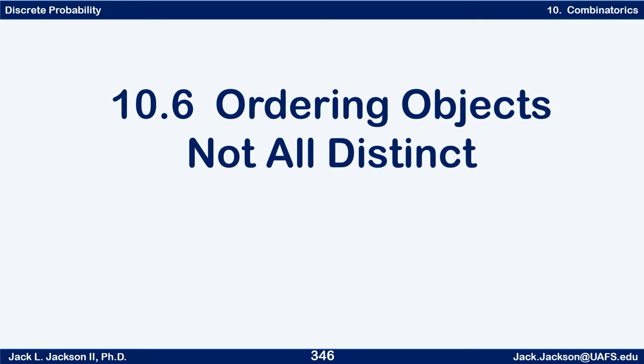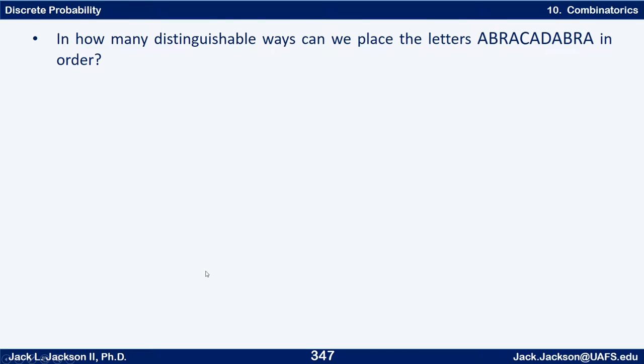In this video, we're going to look at ordering some objects where they're not all distinct. If you think back to the last 5 videos with the techniques that we've done so far in this section, they're all about ordering distinct objects. This one, what happens if they're not all distinct? How many distinguishable ways can we place the letters in the word abracadabra in order?